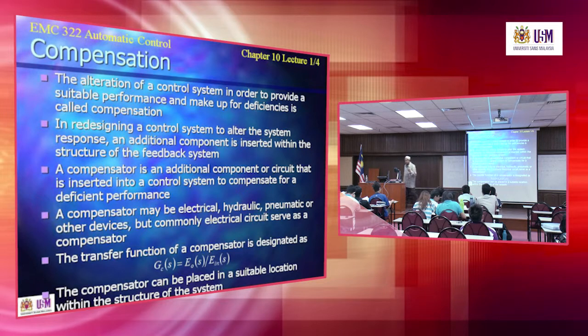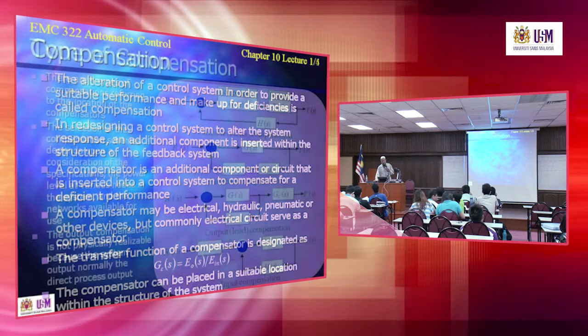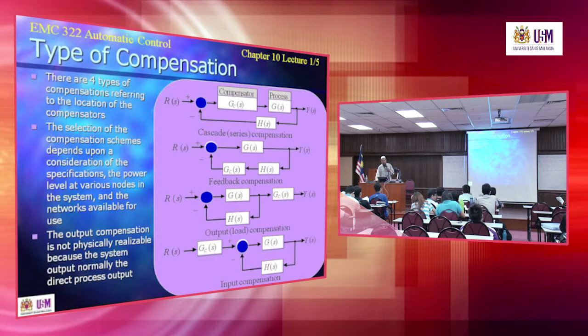And there are four different ways we can do this. There are four types of compensation referring to the location of the compensator. For example, one of them, if we put the compensator, the GC, between the comparator and the process, this type of compensation is called cascade compensation, or sometimes series compensation, because the compensator is put in series between the comparator and the process.